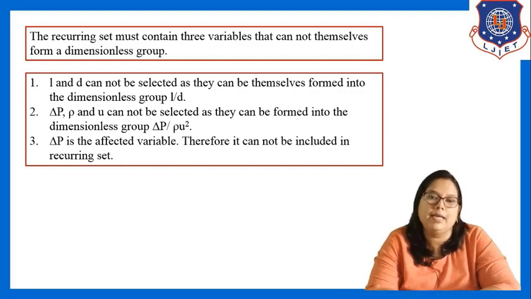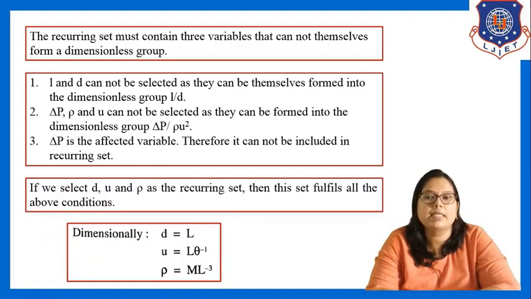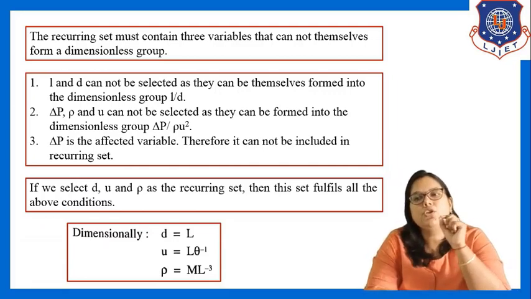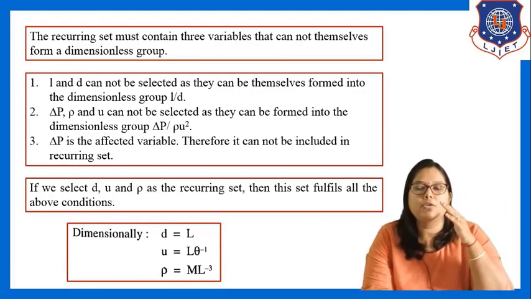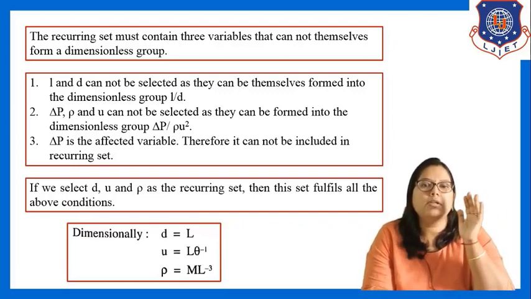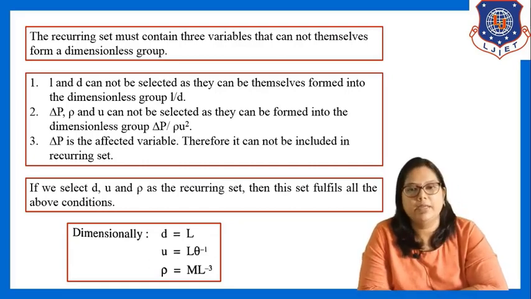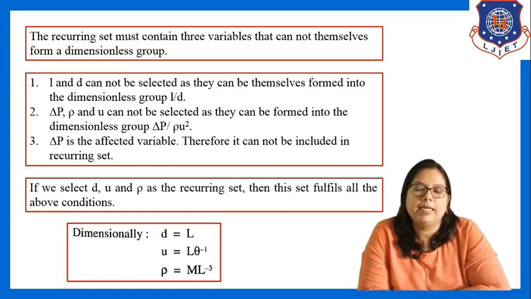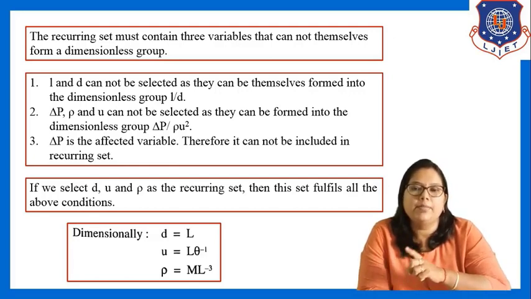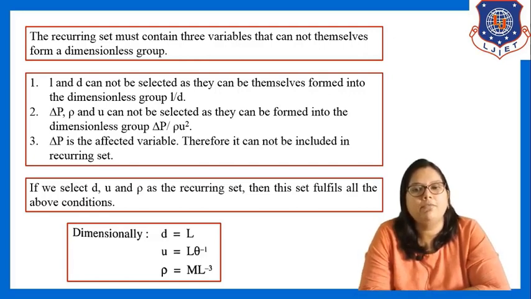So other than that, what can we select as the recurring set? We select D, U and rho as the recurring set because they themselves do not form a dimensionless group, and D, rho and U are not the affected, dependent variable. So D, U and rho are selected as the recurring set. The dimension of D is L, of U is L1 theta minus 1, and of rho is M1 L minus 3. So these are the dimensions of the recurring set.